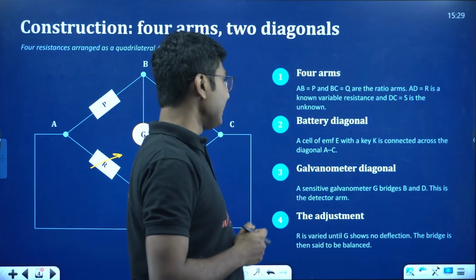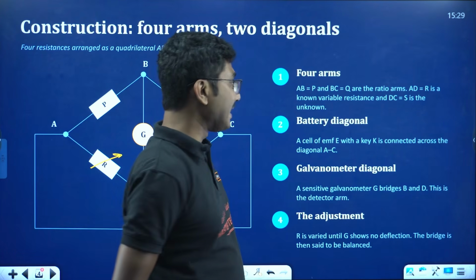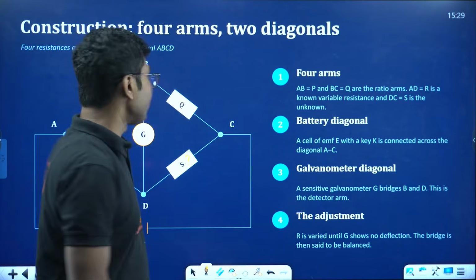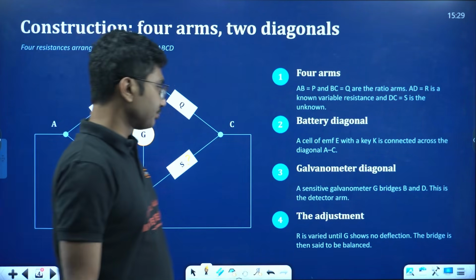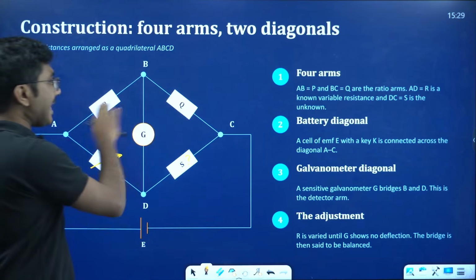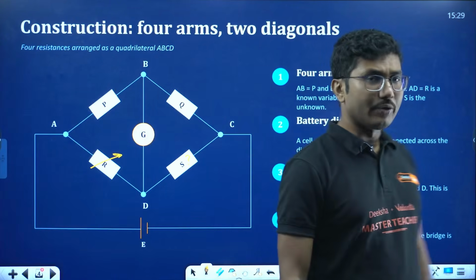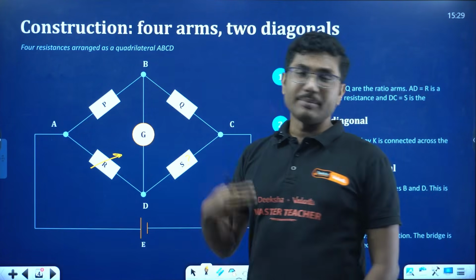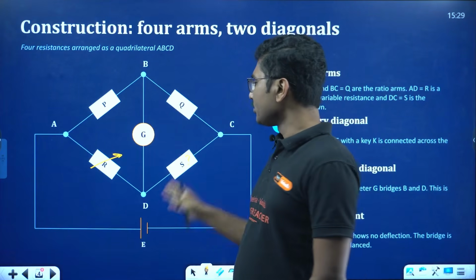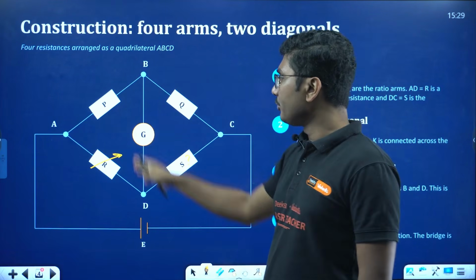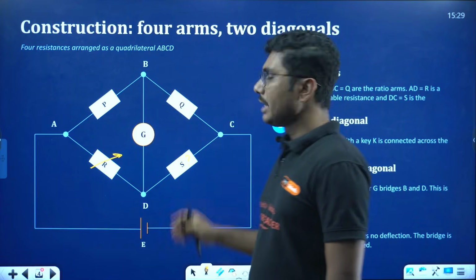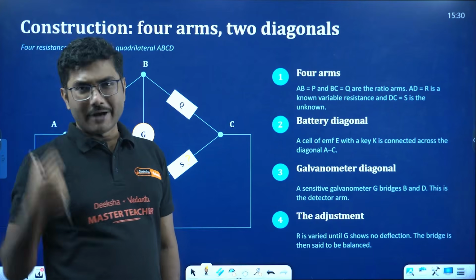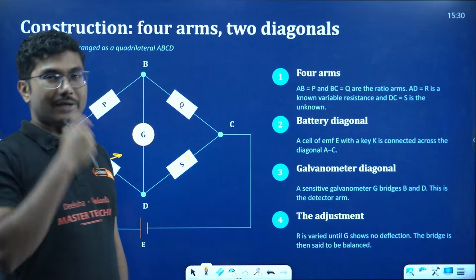Now, battery diagonal: a cell of EMF E and key K is connected across the diagonal AC. The galvanometer is connected between B and D. P and Q have fixed values. You vary R till the current through the galvanometer becomes 0. Then, using the P and Q ratio, you can calculate the unknown resistance, because even though you are varying R, you know its final value.